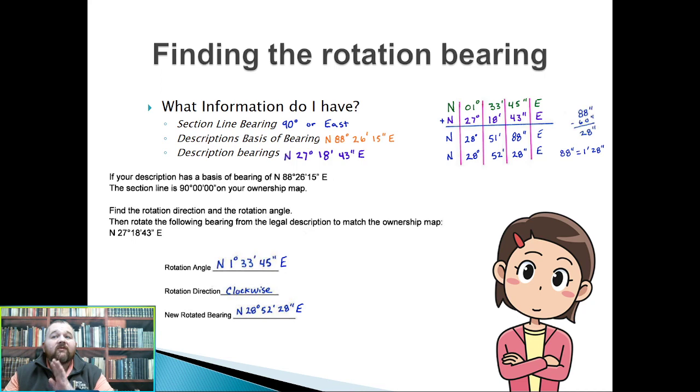Hopefully this helps you find out the rotation of the bearing, and you can figure out exactly what to do. You take your point of beginning line, you match it up, rotate it mathematically to what your section line bearing is. If you're just drawing hand-drawn plats, those are 90 degrees typically. If you're in GIS, or other electronic form, it could be something else. But that's how we find the rotation bearing. Good luck!